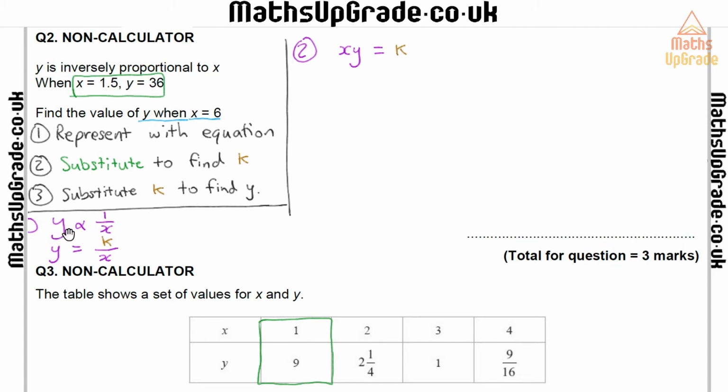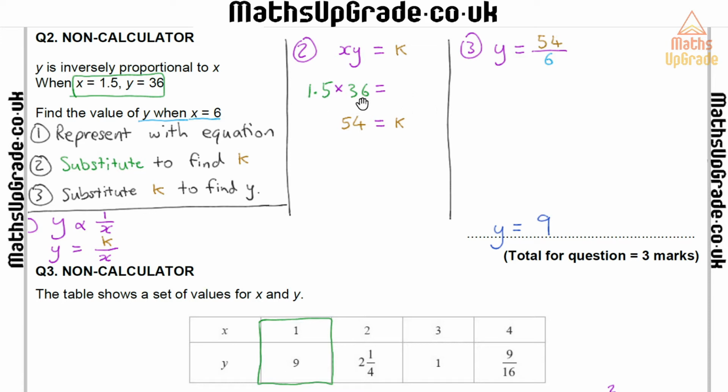This time I've written y is proportional to 1 over x, since it's inversely proportional. So my constant is now being divided by x. I'm going to rearrange this to make the constant the subject of the equation, so k equals xy. I'm just going to now substitute these values in to find the value of k.